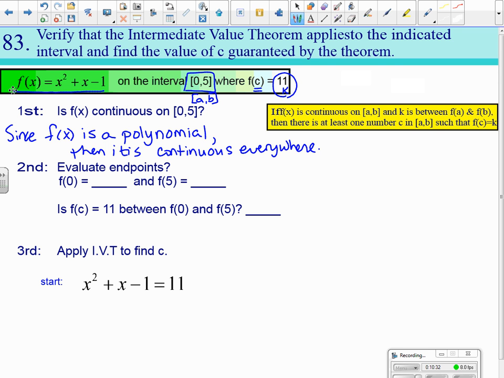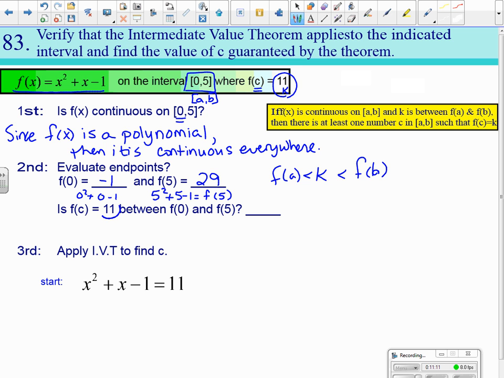Second part of the hypothesis, I need to evaluate my endpoints, because now what I need to prove is that k resides between f of a and f of b, or vice versa, that b is lower and a is higher. Let's look at f of 0. So I'm plugging in the left-hand endpoint. Putting in 0, I would end up with 0 squared plus 0 minus 1. So this evaluates to -1. If I put 5 in, I get 5 squared plus 5 minus 1. That's my evaluation of f of 5. 25 plus 5 is 30, so I'm getting 29 on that.